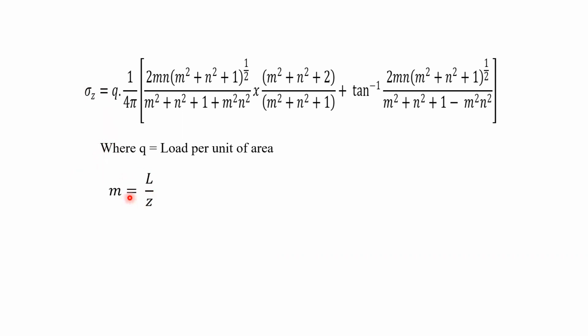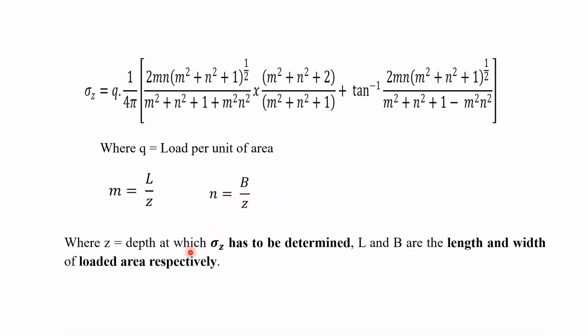So you can see here, what is M? M is equal to L by Z, where L is the length of the footing, Z is the depth at which you want to find out the vertical stress. Similarly, N is equal to B by Z. B is the width of the footing and Z is the depth at which you want to find out the vertical stress, right?